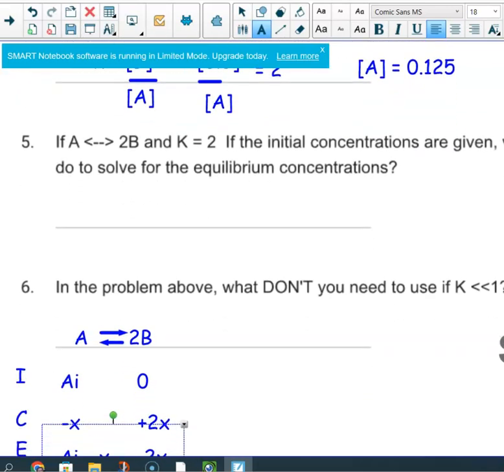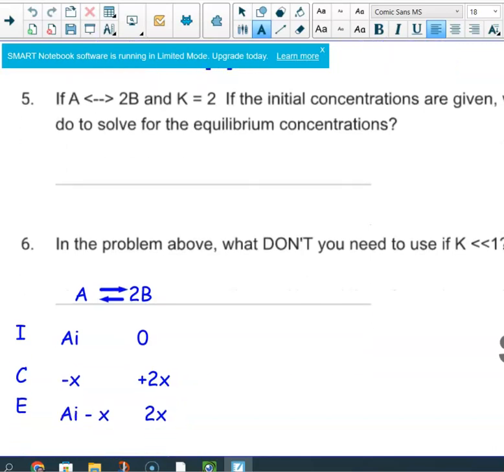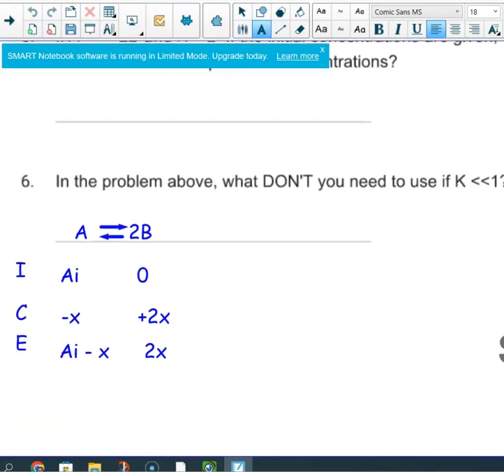So if the initial concentrations are given, and you need to solve for the equilibrium concentrations, you solve using your ICE table. All right, and I kind of set one up here underneath in number 6. So here is my ICE table, and make sure that there's my equilibrium concentrations. I made AI my initial concentration of A. I didn't give you that. And I was assuming here, so I could answer number 6 for you, that B was actually 0, which is fairly common.